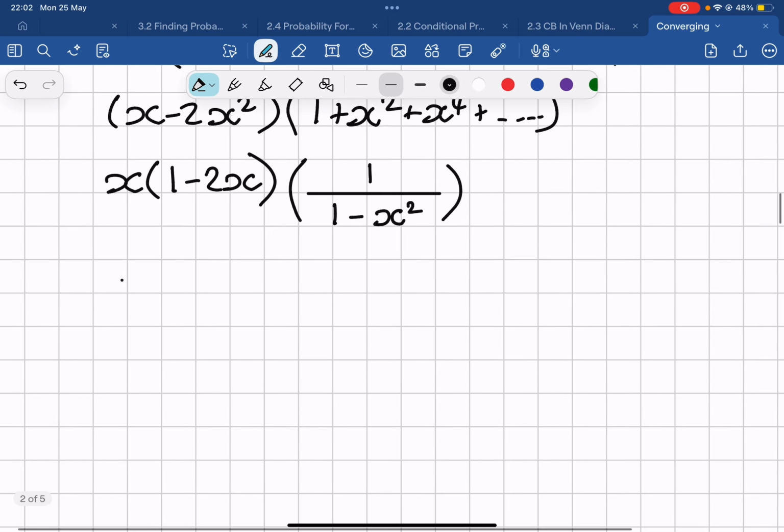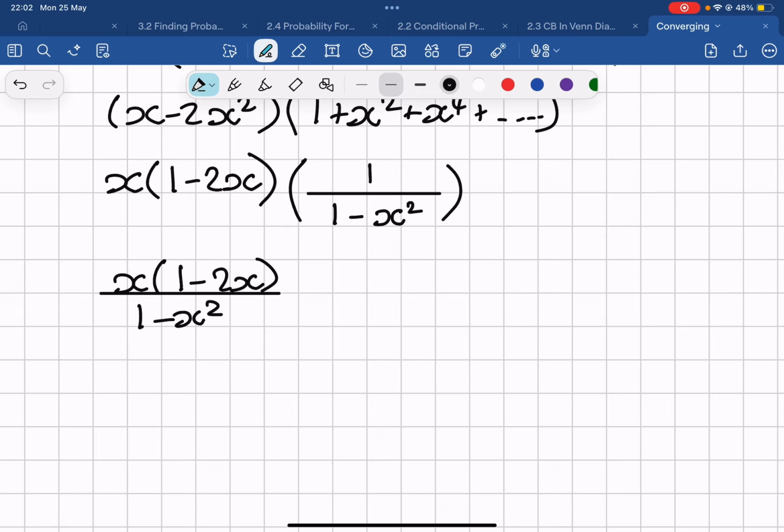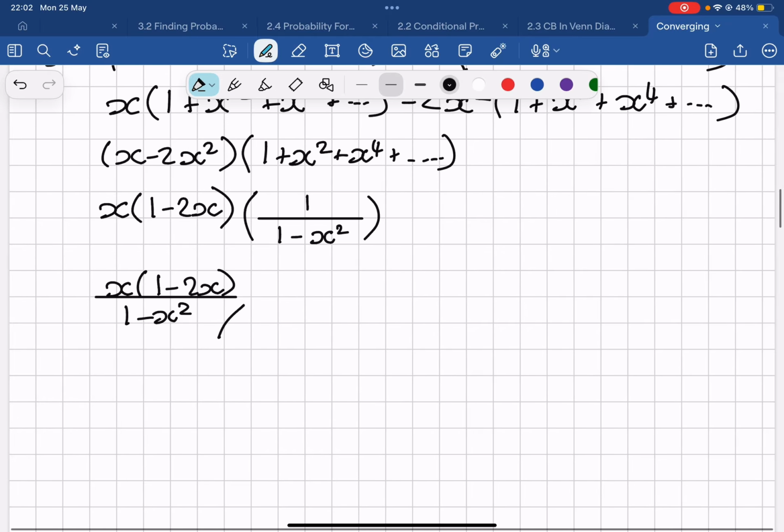Now if you just simplify this, x times 1 minus 2x all over 1 minus x squared, and that's sufficient. We can just leave our answer like that. So nice and easy.